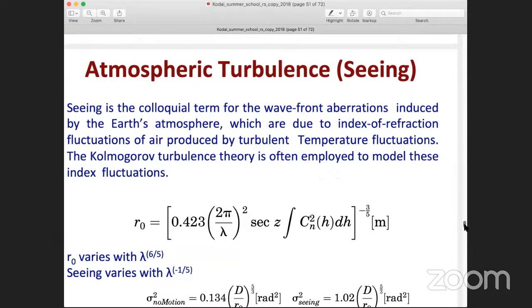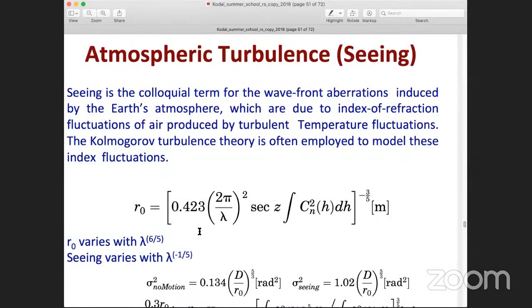As I mentioned in the previous chapter, there is a parameter which characterizes the atmospheric turbulence, called Fried's parameter. It is given by this expression, where Cn square of h is basically called the refractive index structure constant, and in this integral it represents the strength of the atmospheric turbulence. R0 varies as lambda to the power 6 by 5, so it is roughly proportional to lambda.